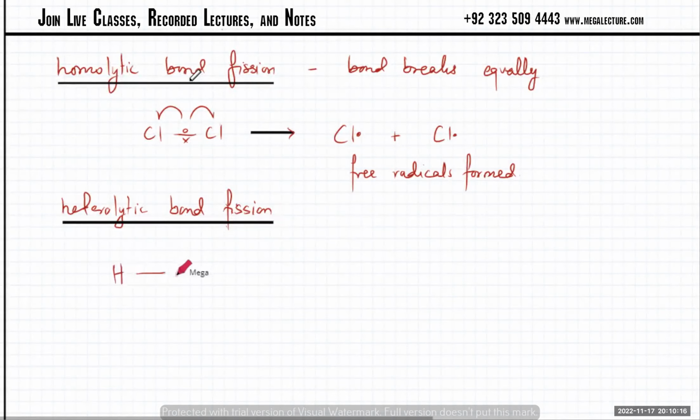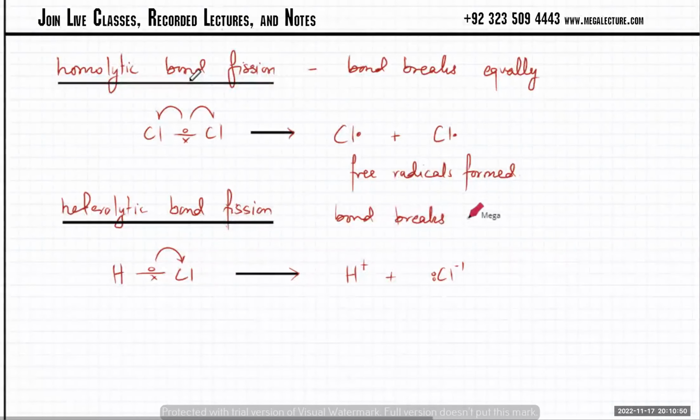Now heterolytic bond fission is where the bond breaks unequally. As an example, if I have an HCl molecule and this bond breaks, both electrons are going to go to one atom. That will result in the formation of ions. One of them is going to be H+ and the other one is going to be Cl-. So the bond breaks unequally in this case. So remember these two terms.